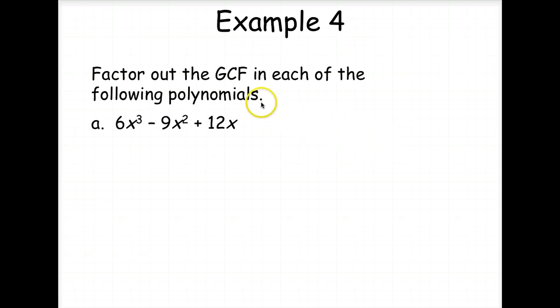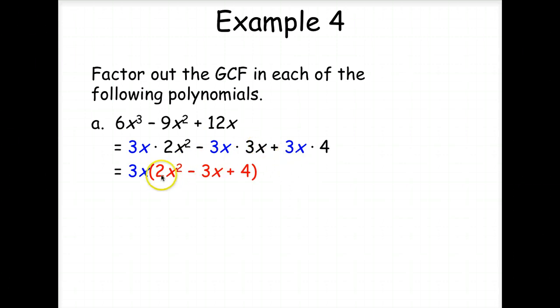Now let's factor out the greatest common factor in each of these polynomials. So what is the greatest common factor of 6, 9, and 12? Why, it's a 3, right? 3 is the largest number that goes into all of them. Each of these terms has an x, so we can pull a 3x out of every one of these. 6x to the third divided by 3x leaves 2x squared. A negative 9x squared divided by 3x is negative 3x. And 12x divided by 3x leaves 4. So if we pull out that 3x, that leaves 2x squared minus 3x plus 4.